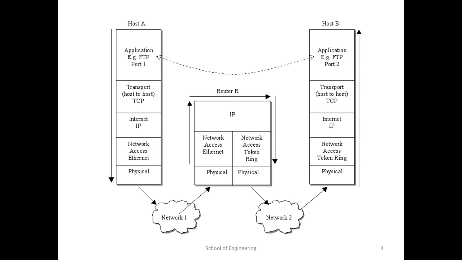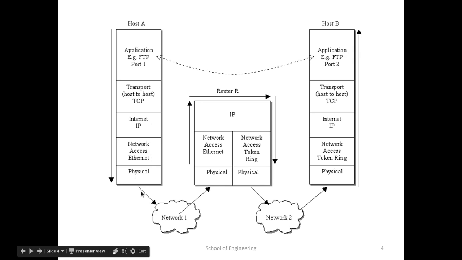Here's an example. Over on the left hand side here, we have one PC, we have another PC over here. We have an application that's being used, and the application example is FTP, and we then have that FTP information being put into the transport layer. So we're using transmission control protocol here, TCP, which is then put into IP, which is then put into Ethernet.